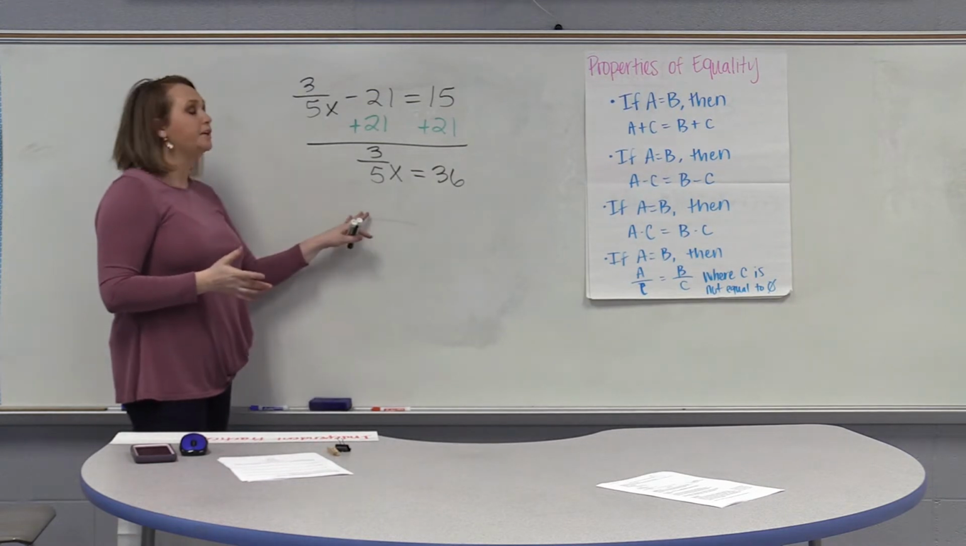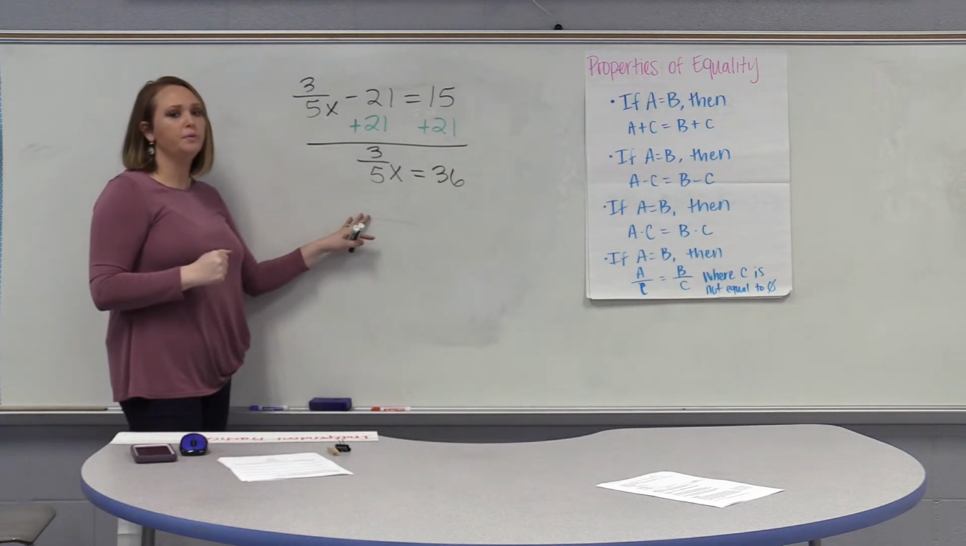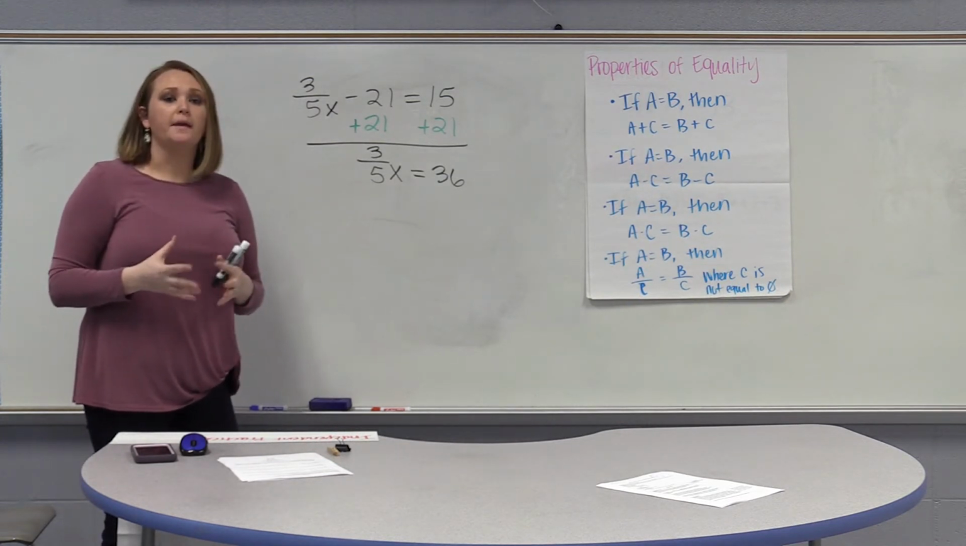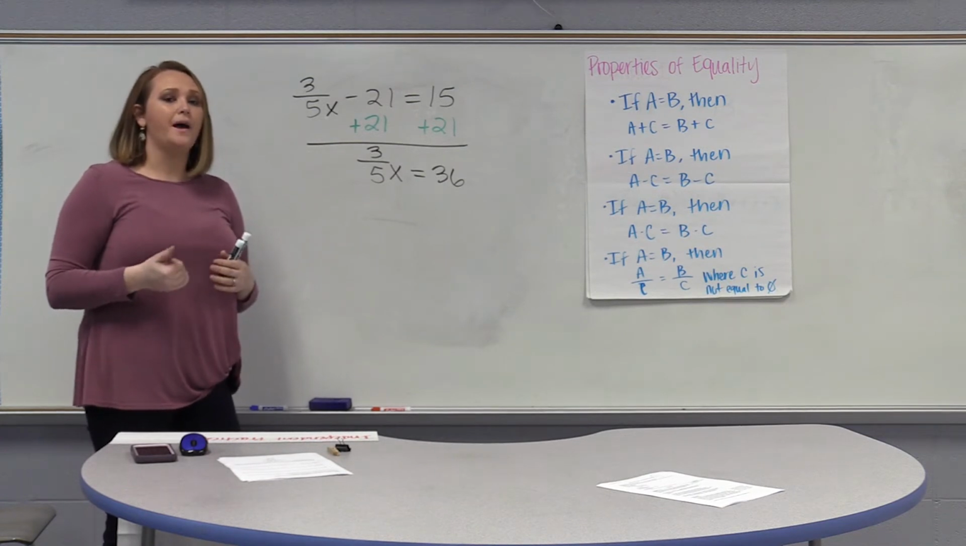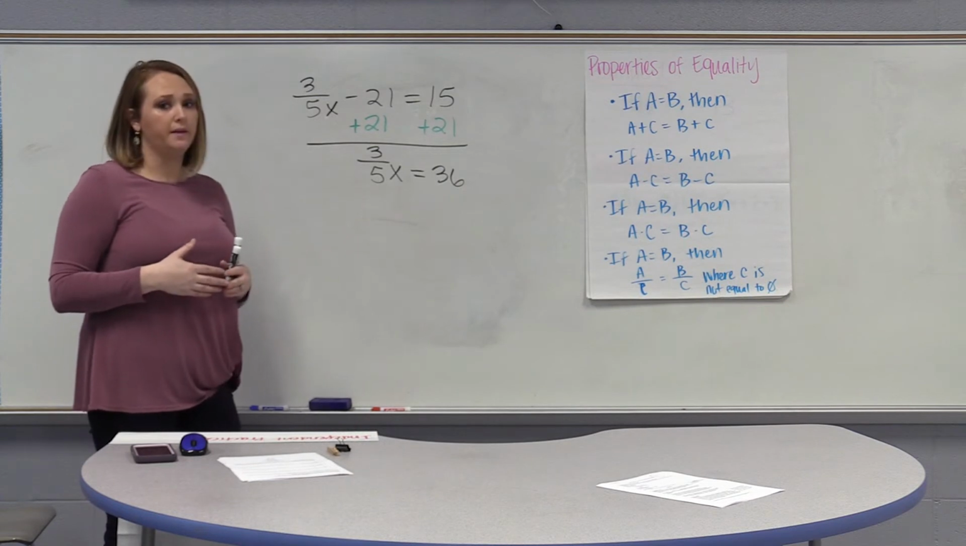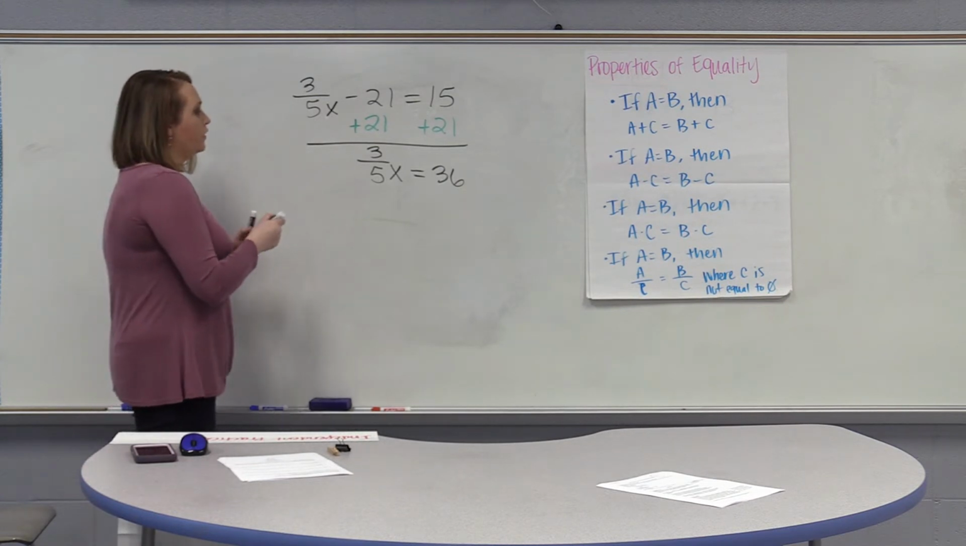Which property should we use to reach our goal, and how should we use it? If we use the property if a is equal to b, then a divided by c is equal to b divided by c, where c is 3/5, then we could do the following.